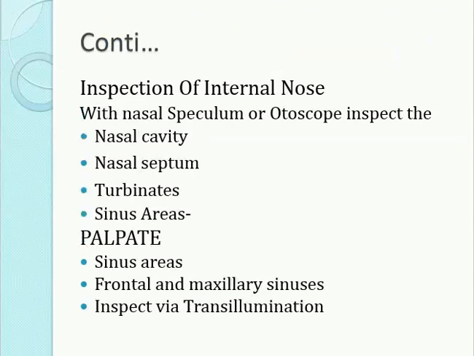Inspection of internal nose is done with the speculum or otoscope, and inspect the cavity, septum, turbinates and sinus area, and also palpate sinus area. These are frontal and maxillary sinuses, and also inspect via transillumination. Transillumination is a test which is done by shining high intensity light through a body area or organ to check for any abnormalities like collection of fluid or air.